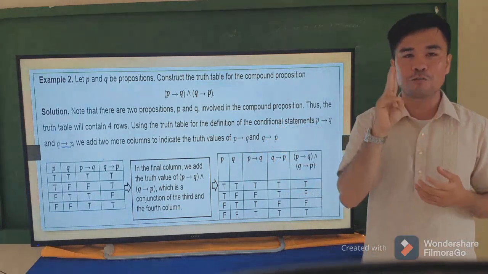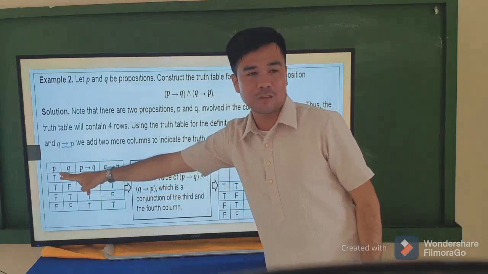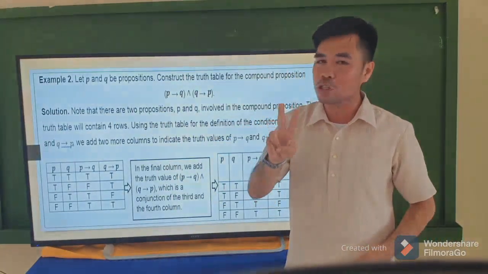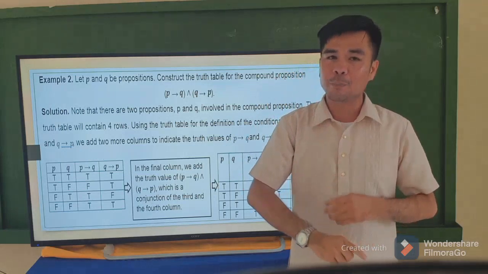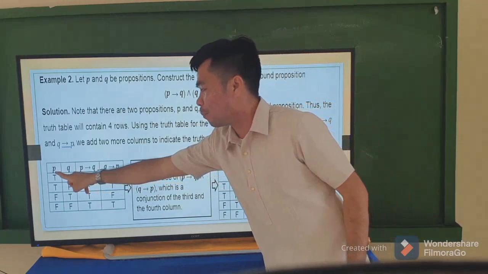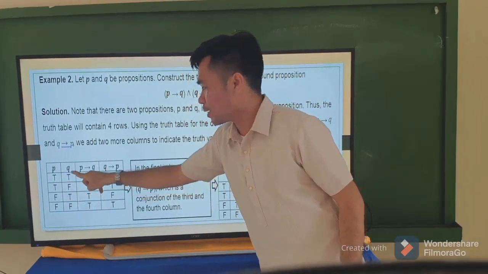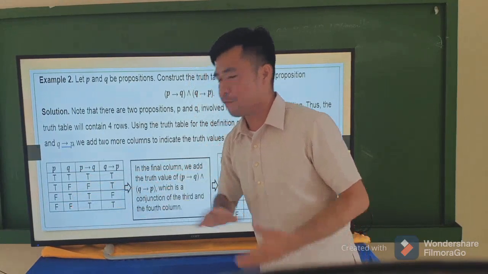Now let's move on to our first answer or our first column. So we have the given, the 2 propositions. You need to internalize that the 2 propositions are always given. That is proposition P and proposition Q. So we have this given, which is true, true, false, false. And this is the proposition Q, which is true, false, true, and false.